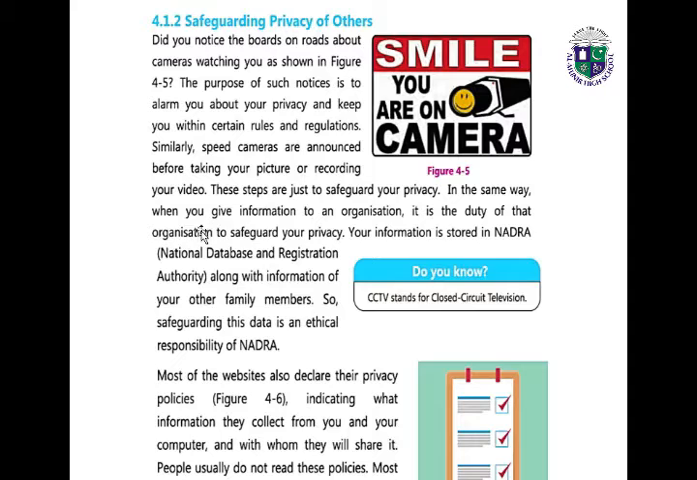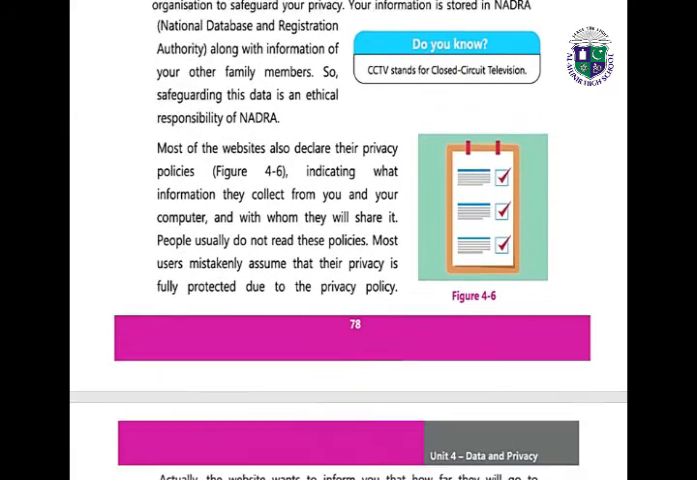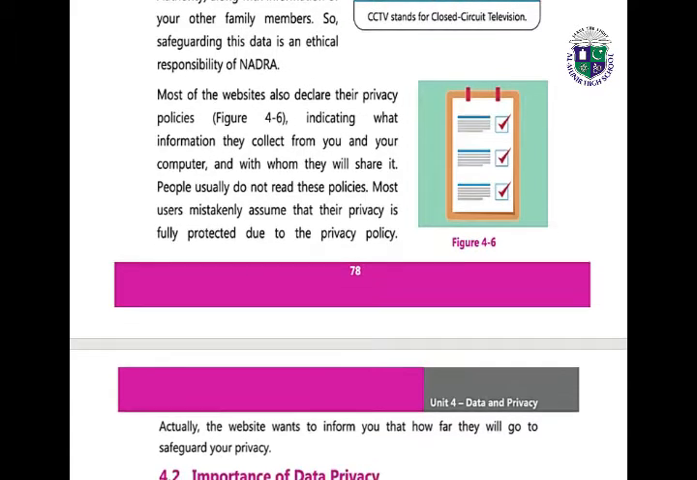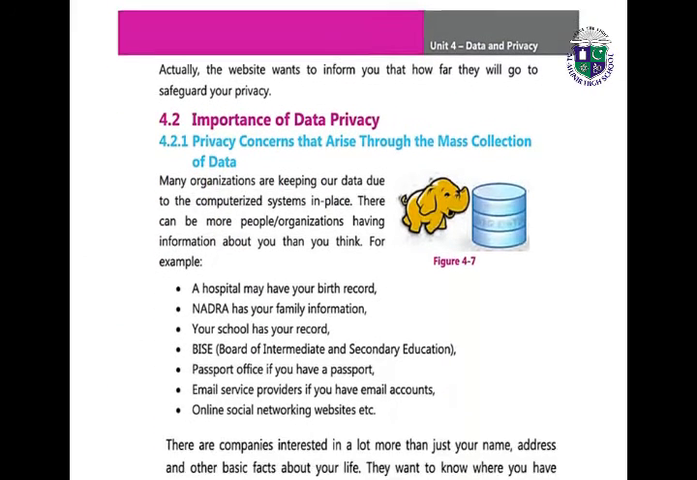In the same way, when you give information to an organization, it is the duty of that organization to safeguard your privacy. An example is NADRA. NADRA stands for National Database and Registration Authority, which holds your information along with the information of your other family members. So safeguarding this data is an ethical responsibility of NADRA. Most of the websites also declare their privacy policies. So it is an example.